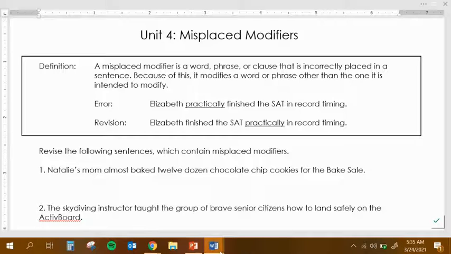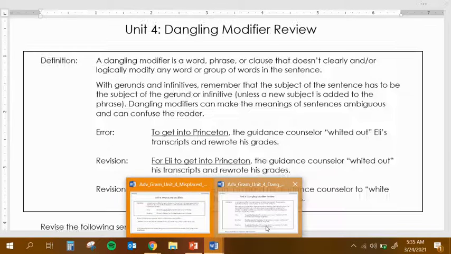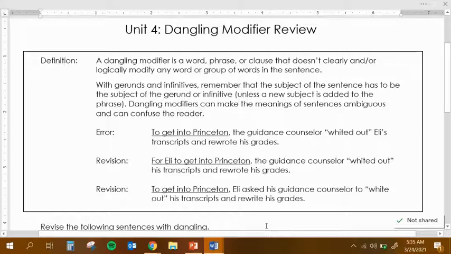On the second worksheet, as I change my screen, these are your dangling modifiers. We've done these before. Remember, a dangling modifier is basically modifying a word that's not really in the sentence. So in this sense, it's kind of dangling. If we tried diagramming it, it wouldn't have a place to connect. And oftentimes, these will show up as both gerunds and infinitives.